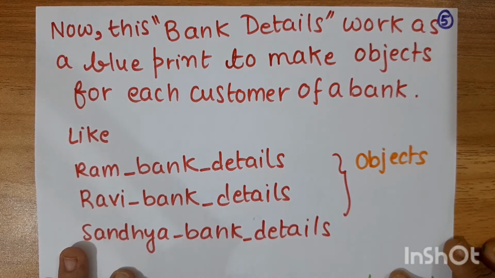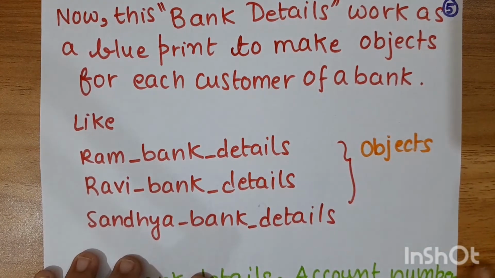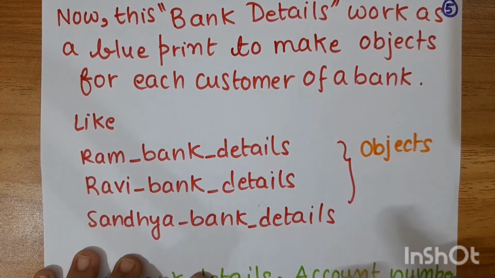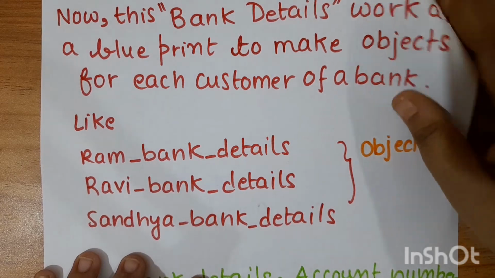So the bank detail is a class, and I can make objects of the bank detail. Means Ram bank details, means Ram is a customer of the bank. Ravi bank details, Ravi is a customer of the bank. Sandhya bank details, Sandhya is also a customer of a bank. So Ram, Ravi, Sandhya, they are all objects of the bank detail.